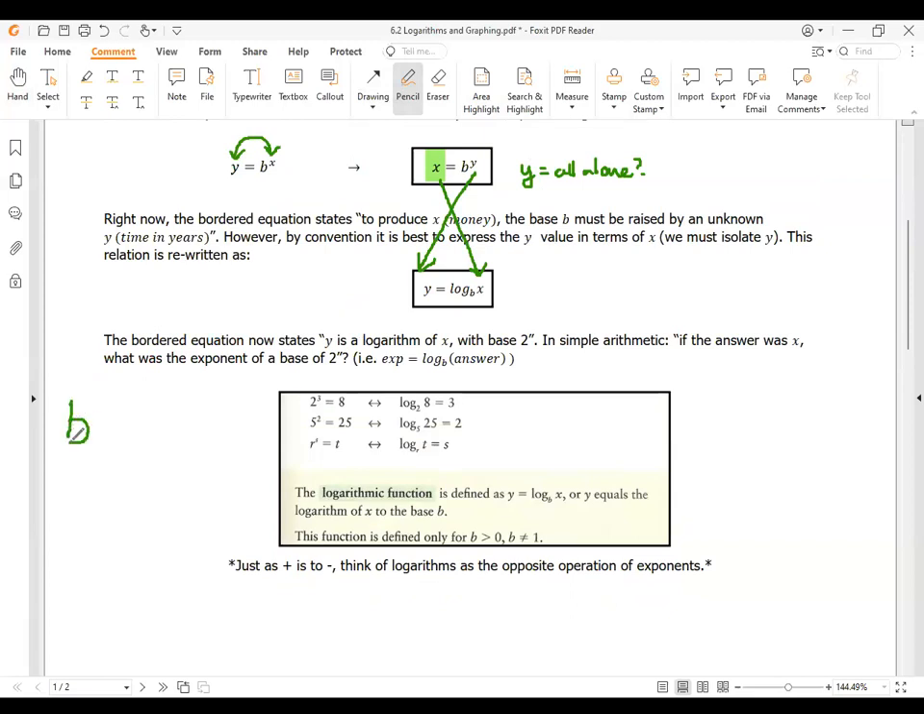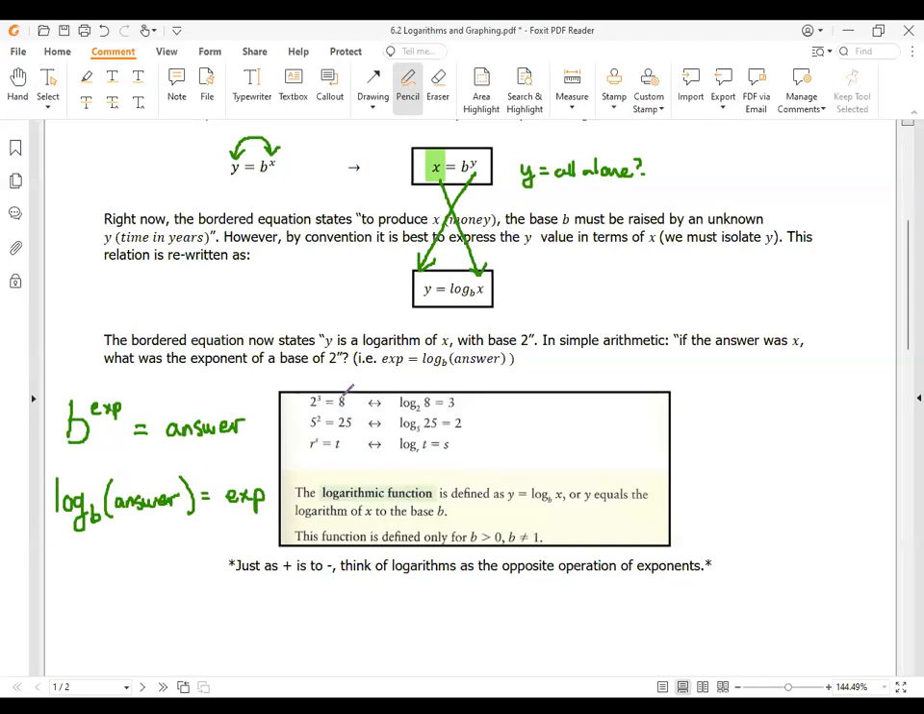But let me try to write it in this way. If I have some base to some exponent, and that gives me some answer, a logarithm is the reverse of an exponent, or the inverse of an exponent. I have a logarithm, and the exponent used to be of some base. If the answer was this, what was the exponent? That is how we are rearranging the equation. I know it's a little confusing. We're going to have to get used to it slowly, all right?